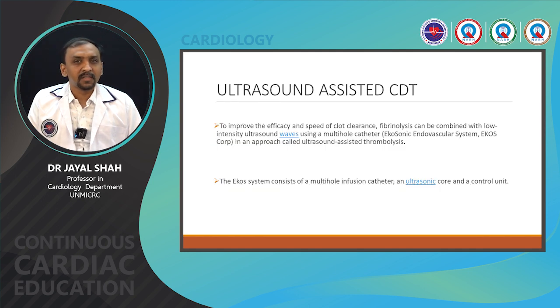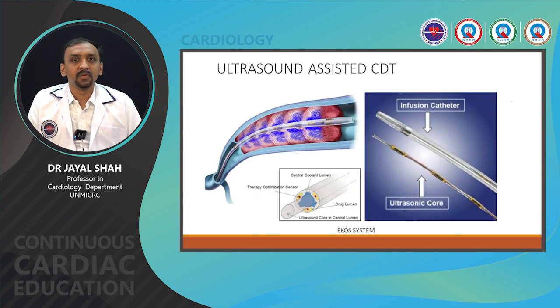The ultrasound assisted catheter directed thrombolysis, so that to improve the efficacy and safety of clot clearance, the fibrinolysis can be combined with ultrasound waves using a multi-hole catheter. To be precise, EkoSonic catheter is available, which is a multi-hole infusion catheter with an ultrasonic core and a control unit. So here we can see in the image the infusion catheter with the ultrasonic core inside visible, which helps in dissolution of clot.